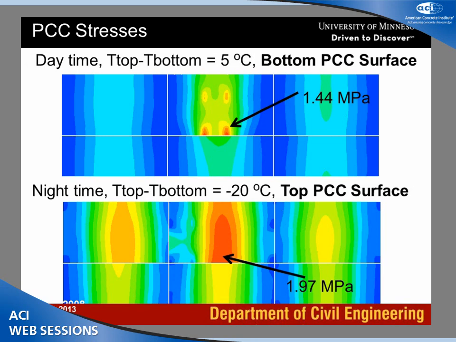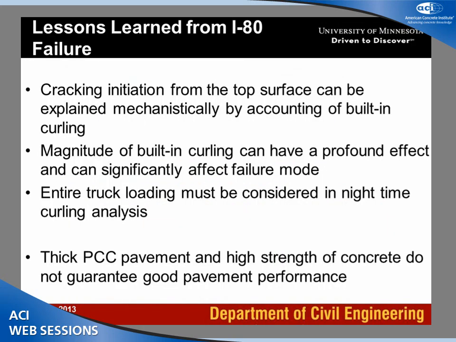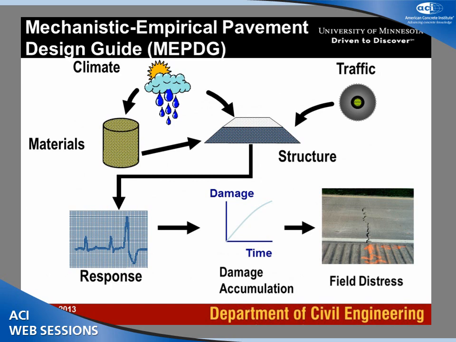So that was, I believe, in 1998, 1999, and that finding was significant enough that we decided it was very important to incorporate that mode of failure into the MEPDG, the Mechanistic Empirical Pavement Design Guide, and the built-in curling must be a part of the design guide. And that was done, and that brings us to where we are now, the Mechanistic Empirical Design Guide.